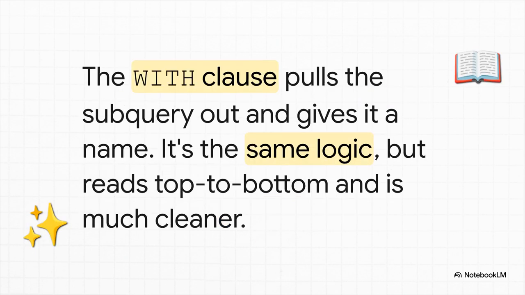Okay, now look at this version. This is the cleaner way, using a with clause. What we've done is taken that entire subquery, pulled it out to the top, and given it a name. In this case, dept_av. Now, the main part of our query is super simple and clean. It just says select from dept_av where. It reads like a story, from top to bottom. The logic is identical, but the readability is a night and day difference.